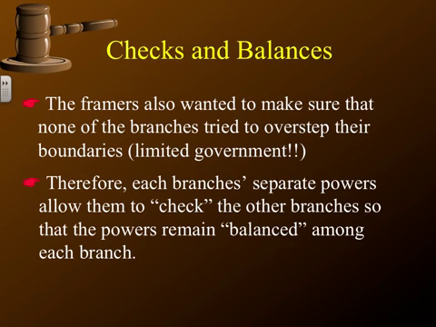But the framers actually did not stop at separation of powers. A lot of the powers that were given to each of the branches were given to them for a specific reason. And basically what happens is a power of one branch will be over another branch. And so this makes sure that the branches do not overstep their boundaries. So it's a limited government. So each branch's separate powers allow them to check the other branches so that the powers remain balanced. So in other words, not one single branch is more powerful than the other, hence checks and balances.